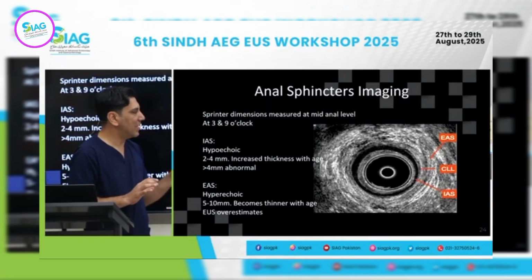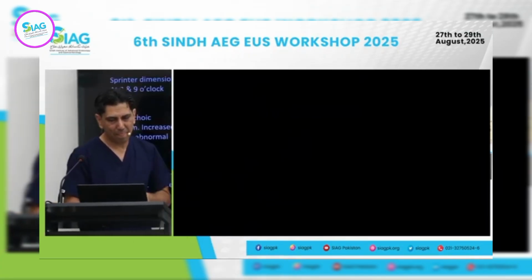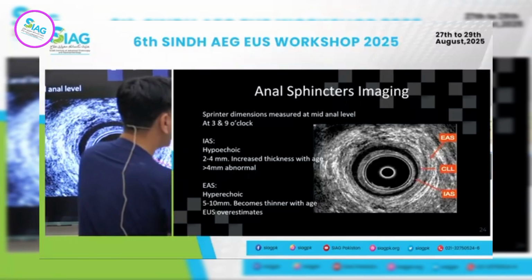Problem with the EUS, again, as I said, is sometimes it can over or underestimate. What's CLL? So external and internal anal sphincter.